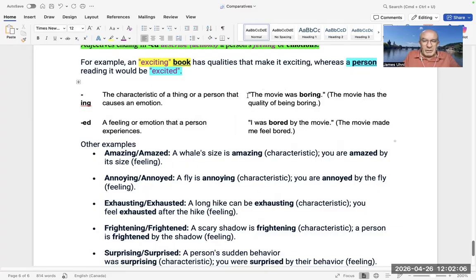So what is the proper answer? Is this one. Oh, not complete. Okay. The movie was boring. I was bored by the movie. That's it. The movie has the quality of being boring. The movie made me feel bored. That's the only explanation to what you just studied.